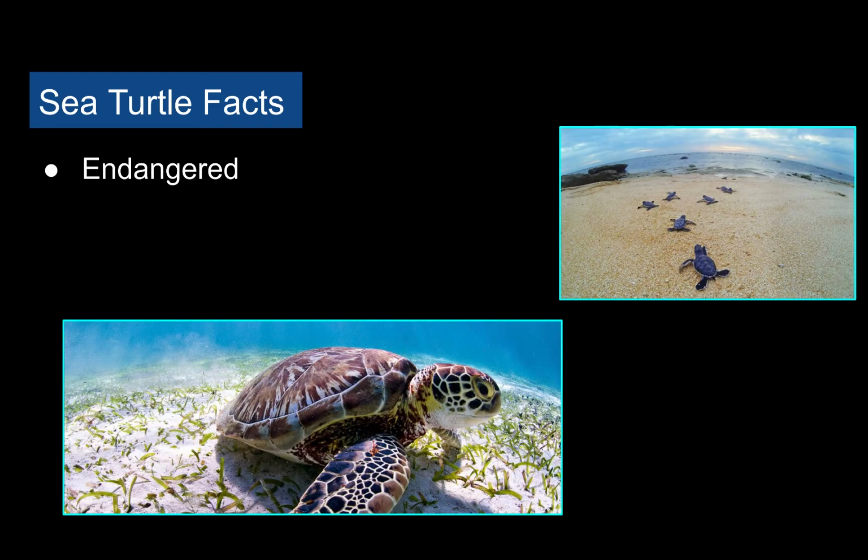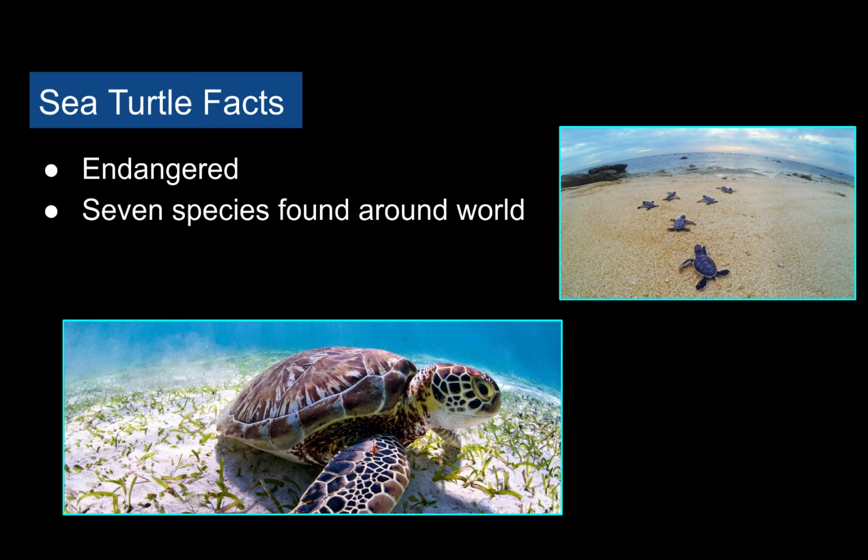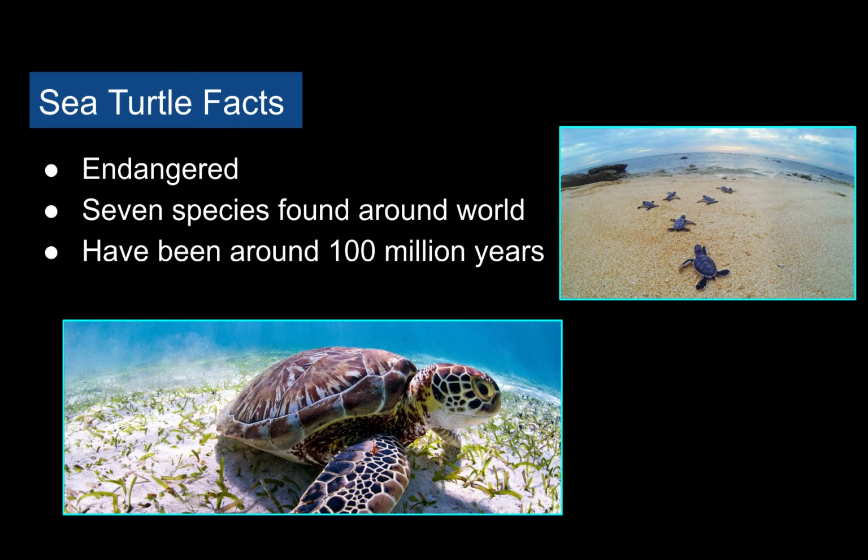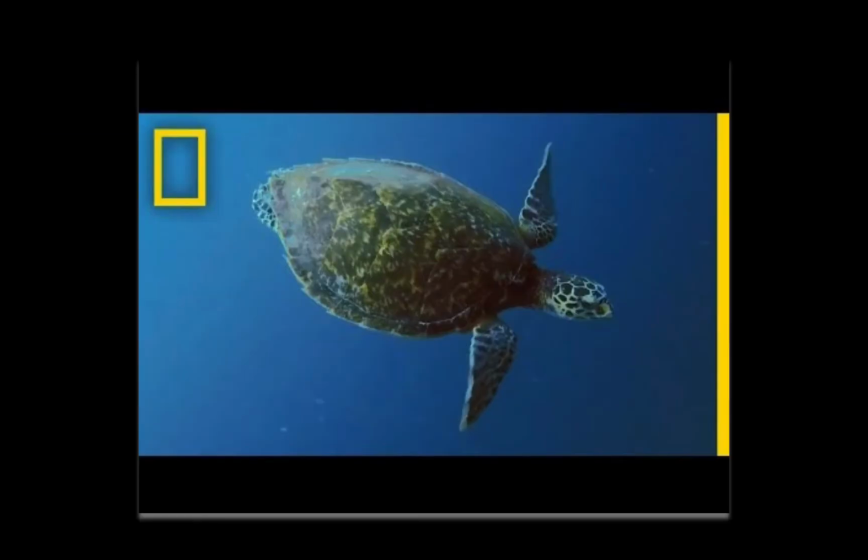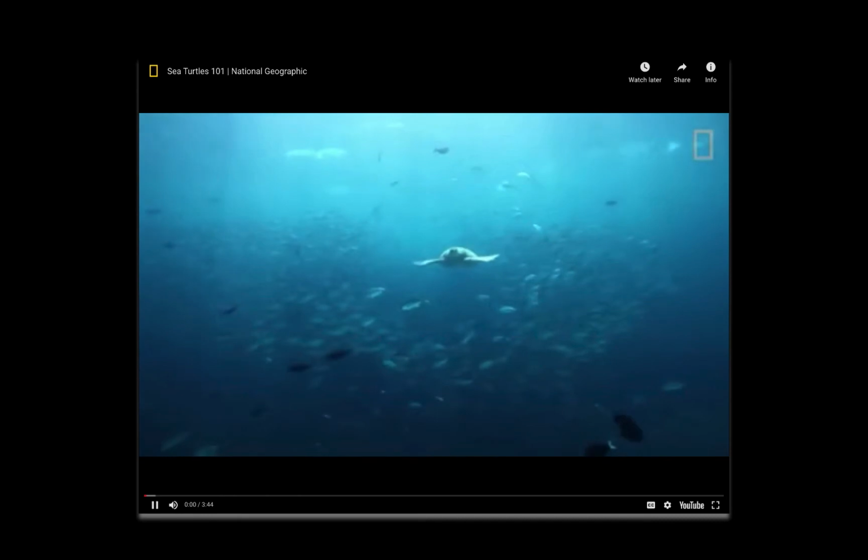So, sea turtle facts. They are endangered. There are 7 species found around the world. They have been around for 100 million years, and now they are a vital link in marine ecosystems. Here is the video that I showed you last time how to do.